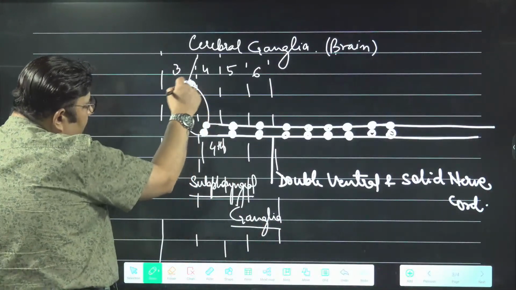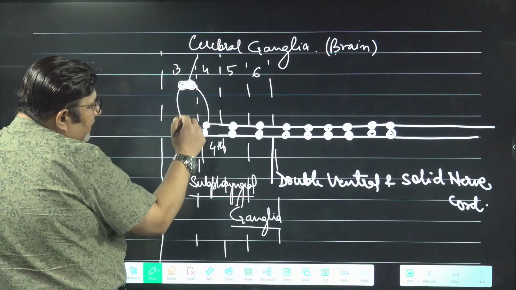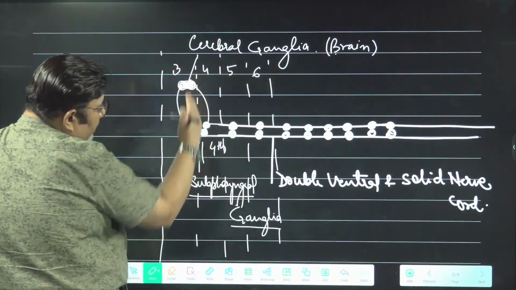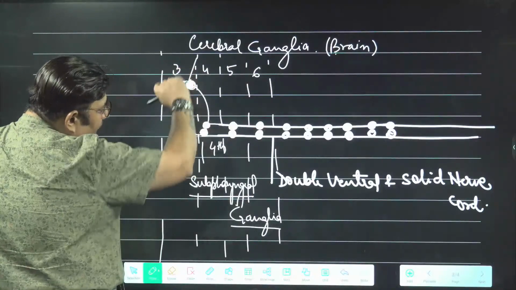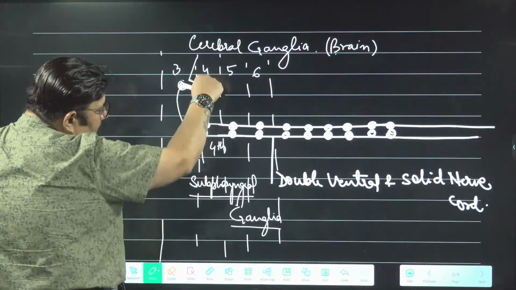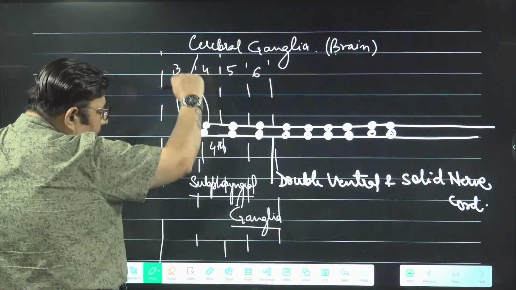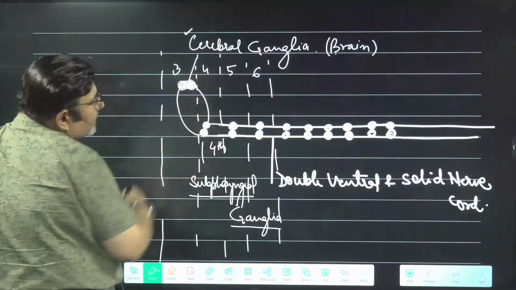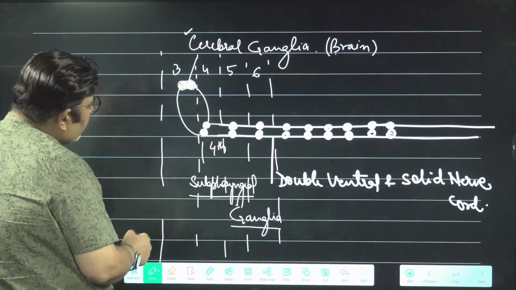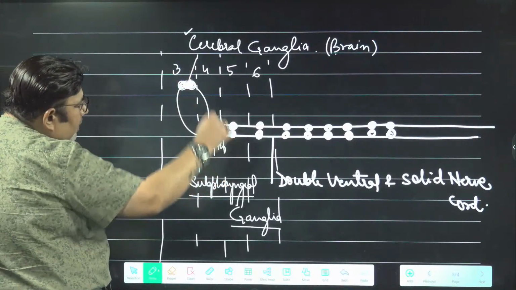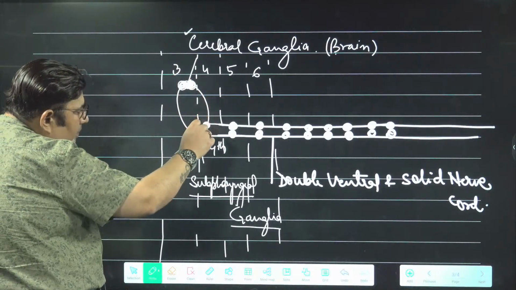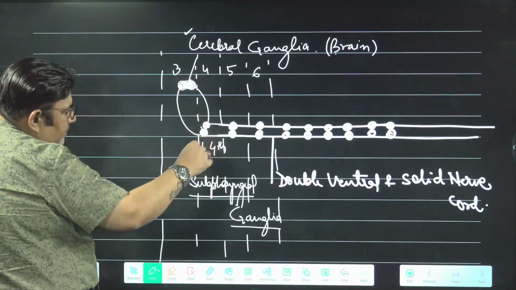In the third segment, we have the suprapharyngeal ganglia, which represents the brain. I hope you understand. Because the pharynx is in the fourth segment, people now don't call it suprapharyngeal, they prefer to call it cerebral ganglia. Yes, it is inclined. So the upper part of the nerve ring is present in the third segment and the lower part in the fourth, like this.